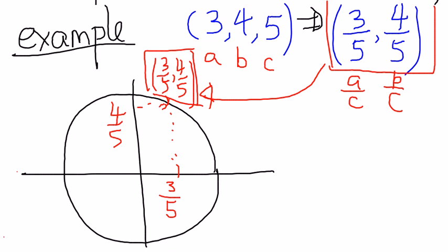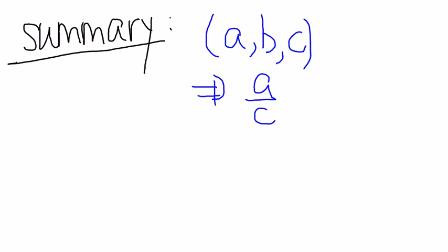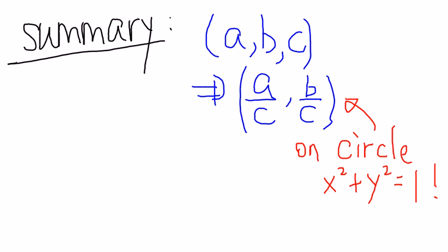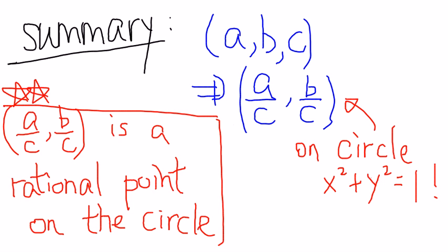And again, let me do a brief summary here. If you have a Pythagorean triple a, b, c, you do the following simple trick: divide the factor c out of the first two numbers, and this point must be a point lying on the circle x squared plus y squared equals 1. To put it another way, the point a over c, b over c is a rational point on the circle. I call it rational because a over c is a fraction, b over c is again a fraction, and these two numbers are rational numbers, so we call such a point a rational point on the circle.